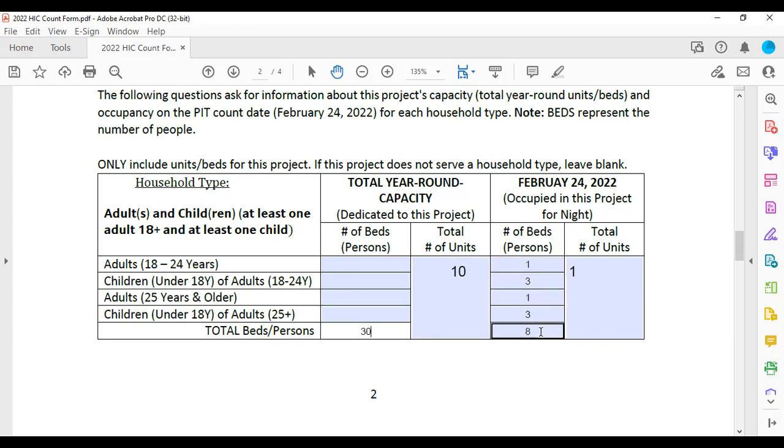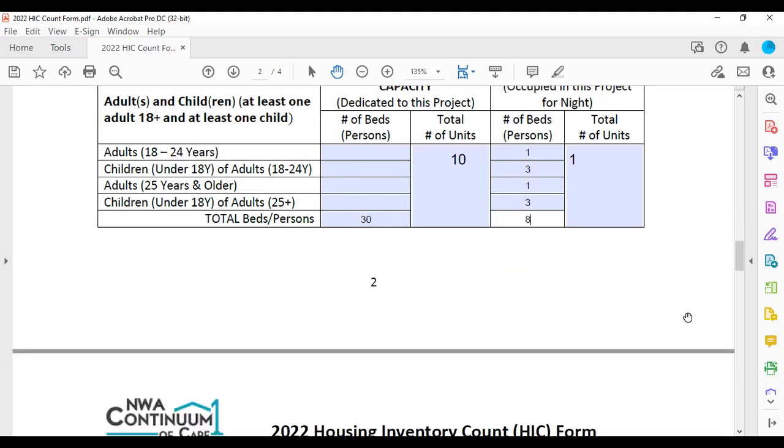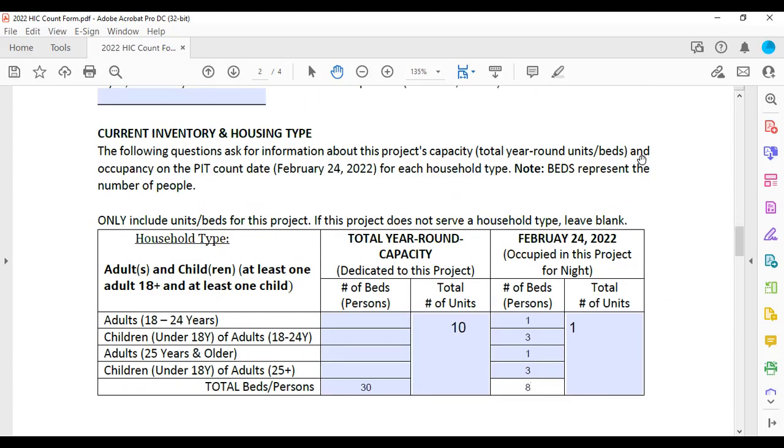So over here, on the point in time date, you will put how many adults 18 to 24 were there on that night. How many children of those 18 to 24 were there? How many adults 25 and over were there, and how many children of those 25 and over were there? And then we would total that. Does that make sense? Yeah. Okay, good question. Thank you. Any other questions?